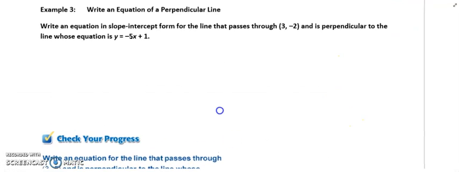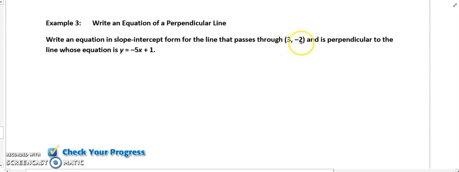Write an equation in slope-intercept form for a line that passes through (3, -2) and is perpendicular to the line whose equation is, and it gives us the equation. Perpendicular, so remember the slopes are going to be opposite reciprocals. So the slope from the original is -5. You will not use the rest of that. That does not matter. All that matters in the original equation is the slope.